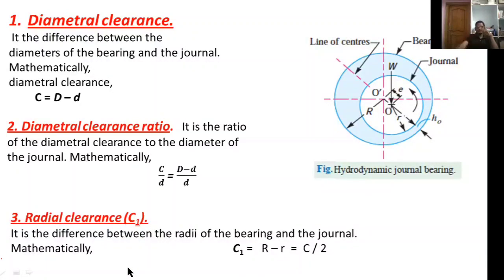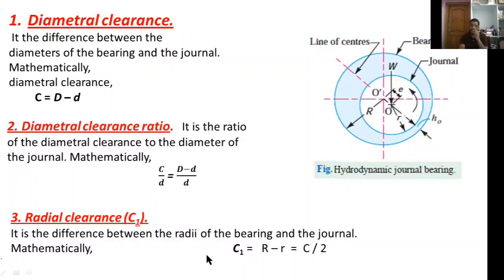The third one is radial clearance. Radial clearance is indicated by symbol C1. It is the difference between the radii of the bearing and journal.